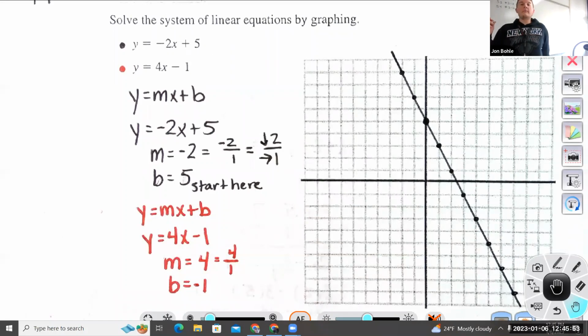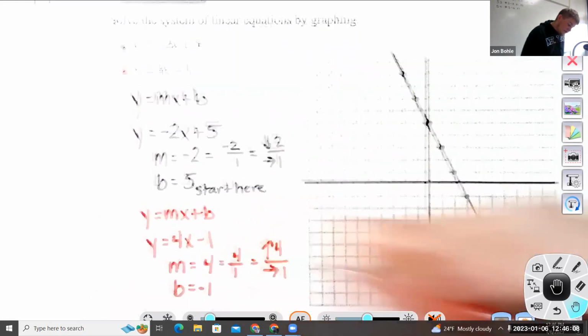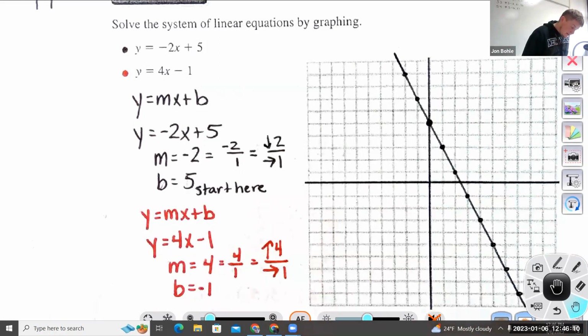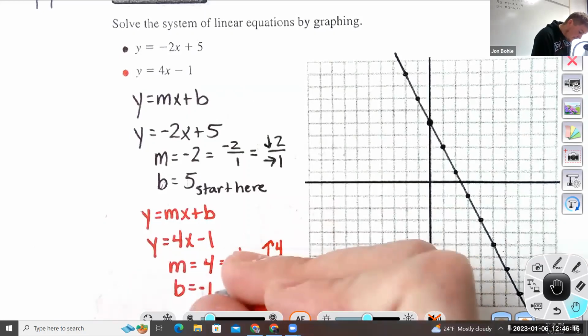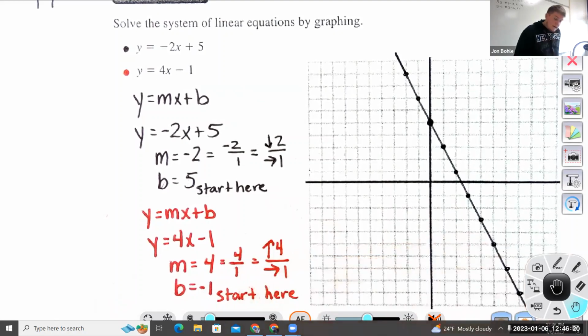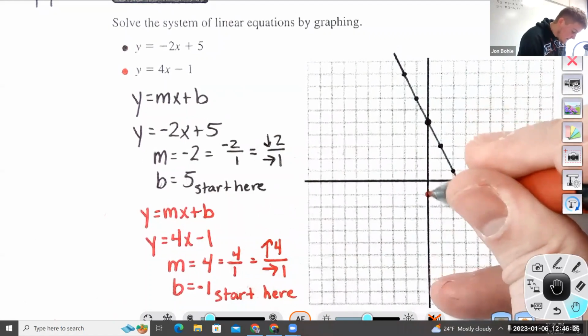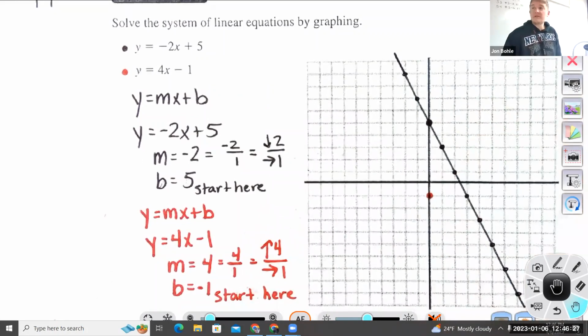And 4 over 1 tells me specifically what? Up 4 and right 1. I like using the word right instead of over. Where do I start? That b value is your starting point. Notice I put start here for both of them. So I'm going to start at -1 on the y-axis. It's always going to start on the y-axis for these.